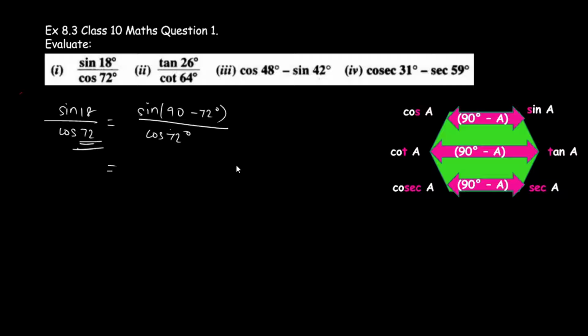Sine of 18 by cos of 72. Here 72 is in the denominator, so reform the numerator in terms of 72. That is sine of 90 minus 72 degrees, since 90 minus 72 is 18, by cos of 72 degrees. Sine is always a friend of cos, therefore sine of 90 minus 72 is cos 72. Cos of 72 by cos of 72 is equal to 1. Hence the solution.